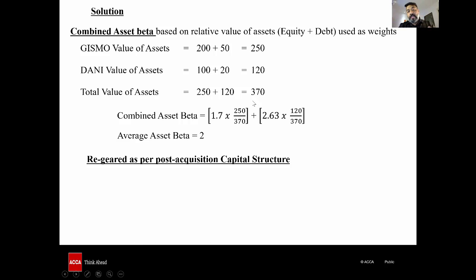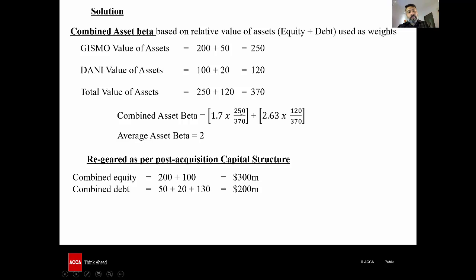Now, once we find out the average beta asset, let's re-gear. Let's bring in all the debt into the structure, including the amount that we've further taken loan in order to buy Danny. What is the funding that we've done? Equity is both the equity together 200 and 100. The debt 50 plus 20 plus 130. We've taken a loan of 130 in order to buy Danny.